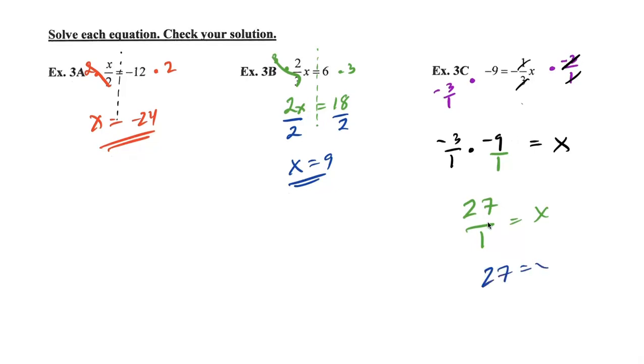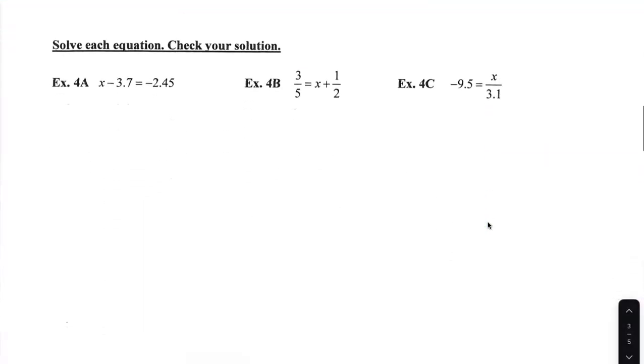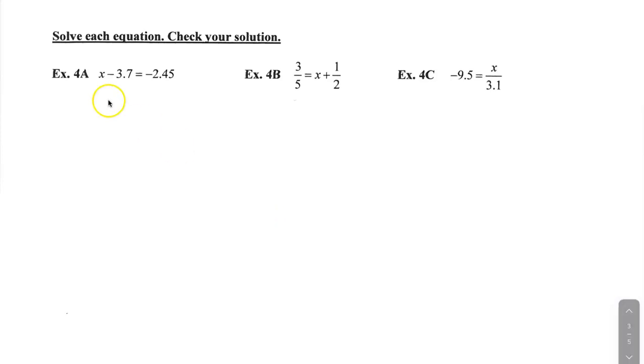Either way is fine. Okay, last one goes a little fast. These are the same, they're just uglier. If I wanted to solve this one, it has decimals, you're like, oh, that sucks. It does. But it doesn't change the way you solve it. Here's your equal sign. And then you're just like, okay, I want to get the x by itself. I want to get rid of this negative 3.7. So we're going to add 3.7 on both sides.